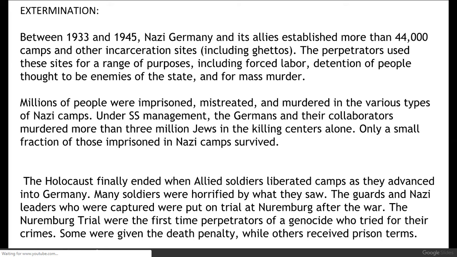The Holocaust finally ended when Allied soldiers, such as the United States, liberated camps and set people free as they advanced into Germany. Many soldiers were horrified by what they saw. The guards and the Nazi leaders were captured and put on trial at Nuremberg after the war. The Nuremberg trials were the first time perpetrators of a genocide were tried for crimes. Hitler himself decided to kill himself in a bunker the day before Germany was liberated by the Allies.